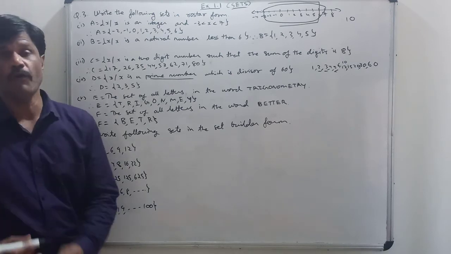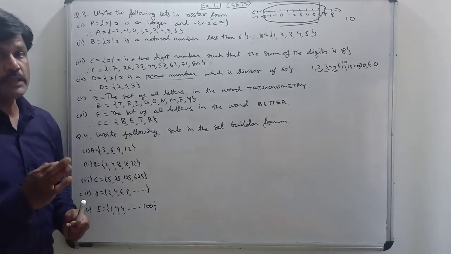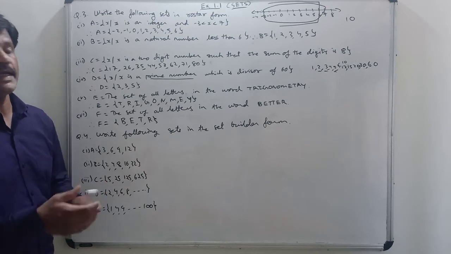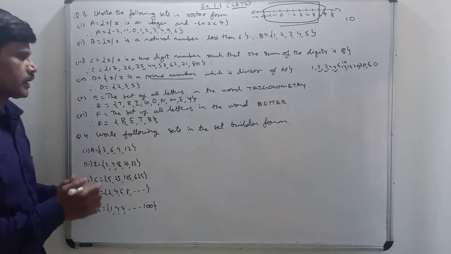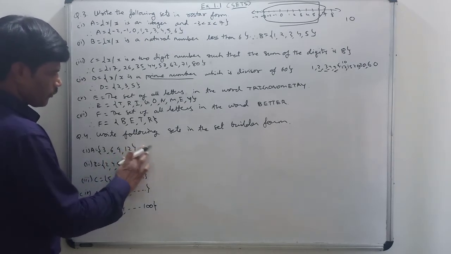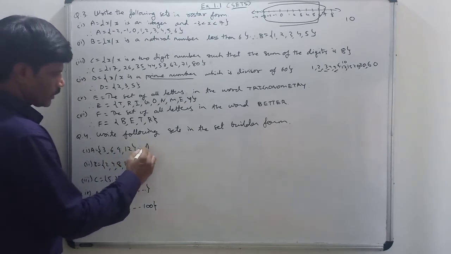Now set builder form means what? By observing some common characteristics of the elements of the set, we can describe it in our own method. That method is said to be a set builder form. So how to write? Therefore A is equal to.